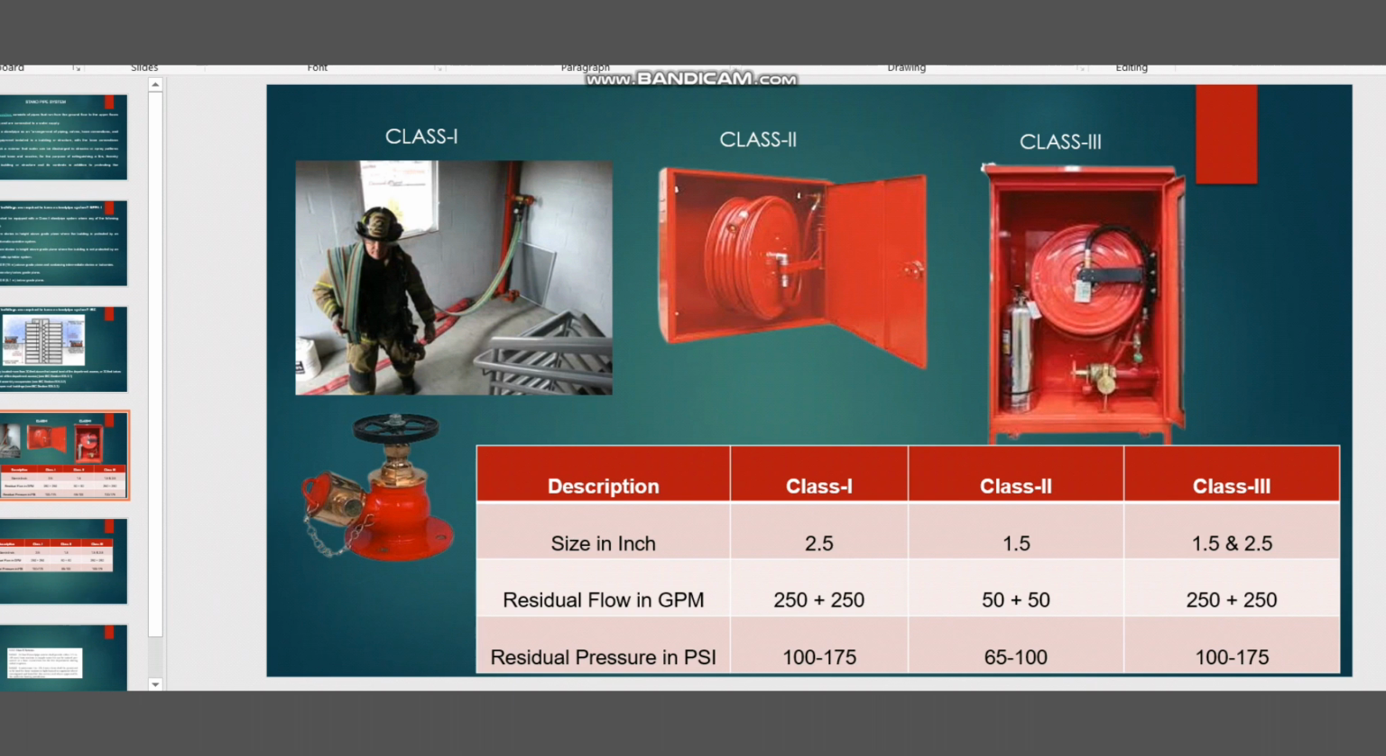As per NFPA 14, we have three arrangements in the standpipe system. The first one is Class 1. Like you see here, we have the landing valve as Class 1. In the Class 1 system, the size of the standpipe landing valve is 2.5 inches. Coming to Class 2, we have the hose station. The hose station size will be 1.5 inches. And coming to Class 3, we have both arrangements, like the landing valve as well as the fire hose cabinet and fire hose reel. So we have the 1.5 inch fire hose reel, fire hose station, and also the 2.5 inch landing valve. So these three arrangements are there in the standpipe system.